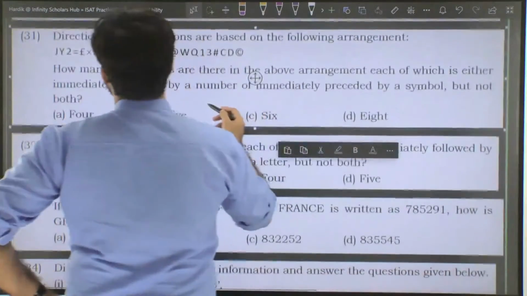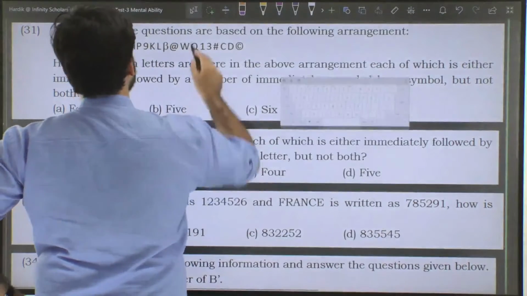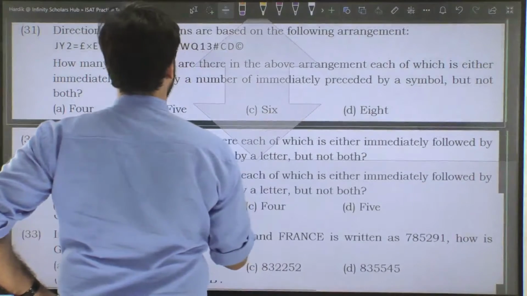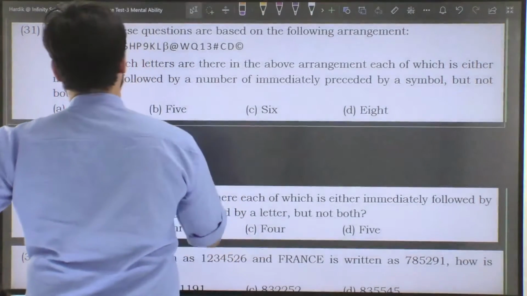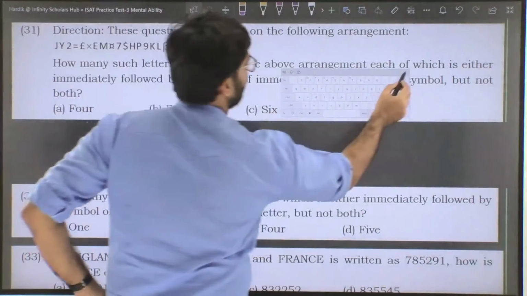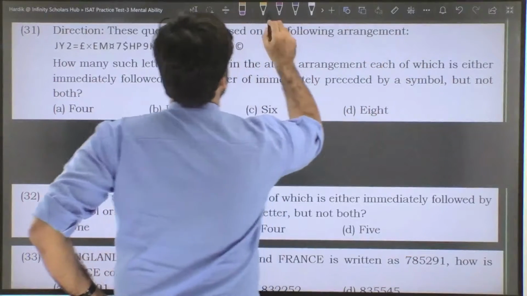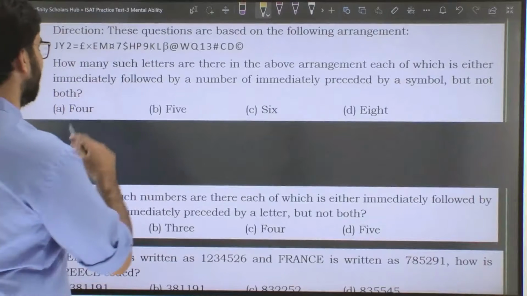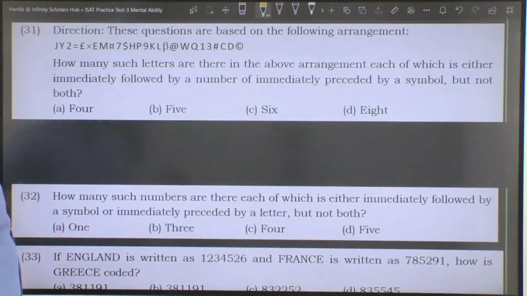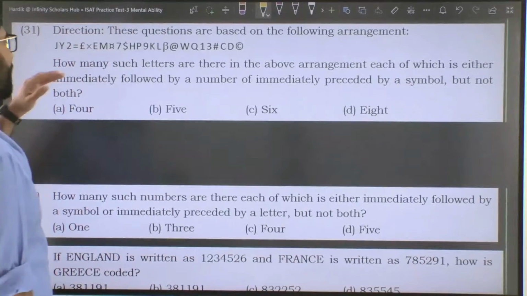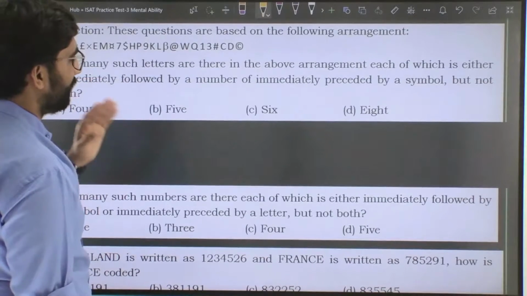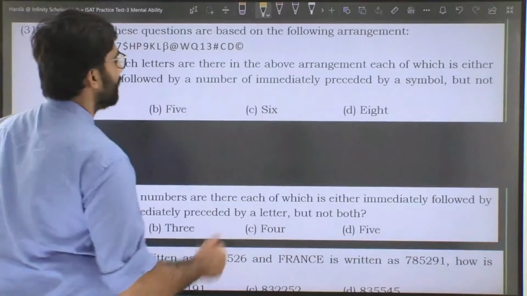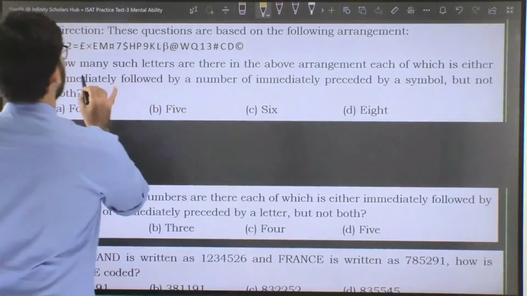Going on to the next question, let me just read out the question. The direction is: these questions are based on the following arrangement. So the arrangement we can very well see. In this, they are saying, how many such letters are there in the above arrangement, each of which is either immediately followed by a number. Followed by a number, that means, see how many such letters.